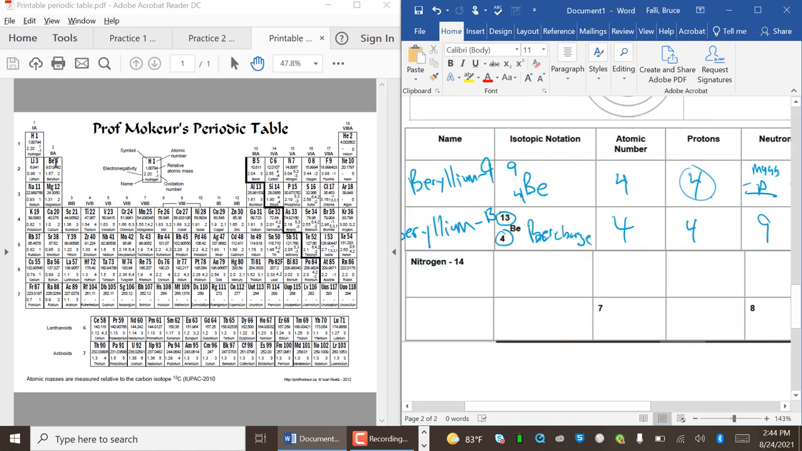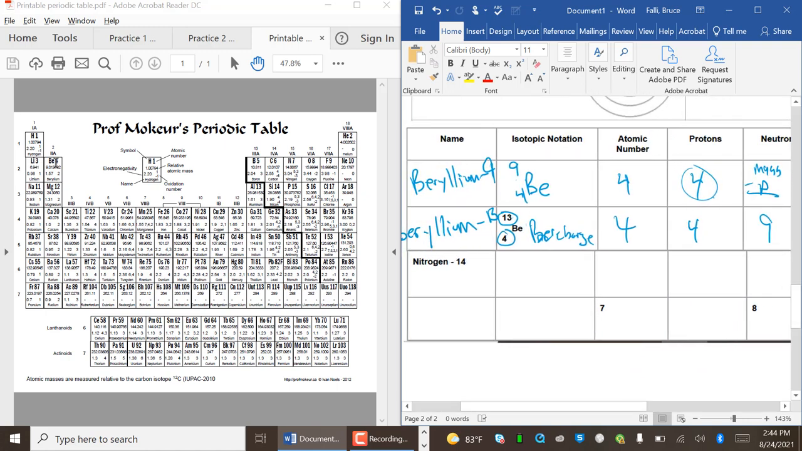Now we've got this one. This will be the last one that I do. Nitrogen 14. Nitrogen is right here, so the symbol is N. The top number is the mass here, which is 14. The bottom number says it has 7 protons.